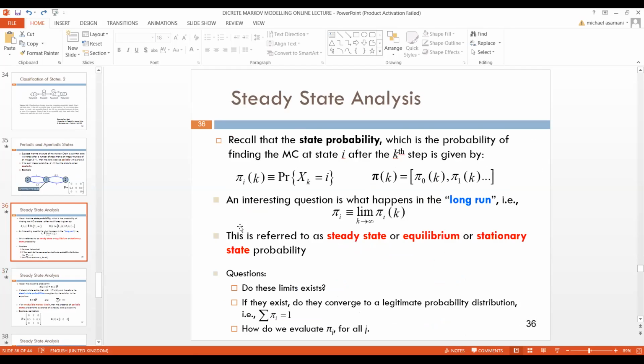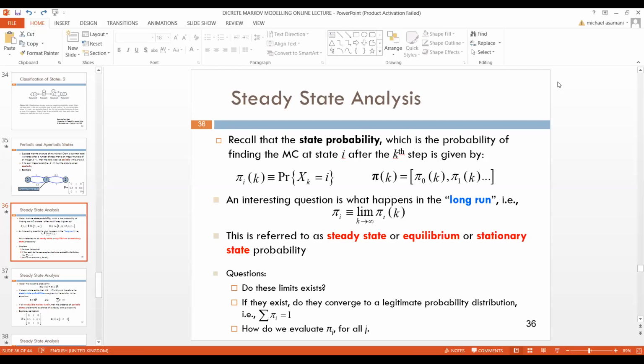We also want to look at a steady state analysis of a system. Now, like I was saying earlier, when it comes to steady state, we are asking how long a customer will remain with a particular brand. We want to look at the probability in the long run, after 20 years, after 30 years, are we still likely to have this customer on our system? That's what we're talking about.